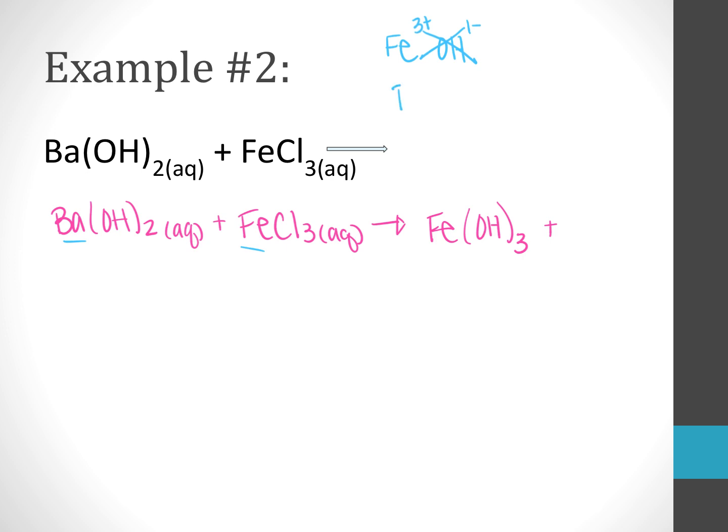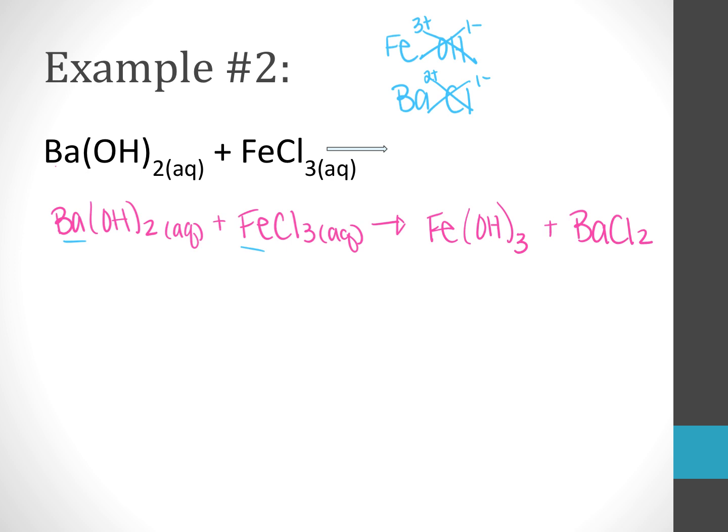All right, and then our second elements that combine is going to be the barium and the chlorine. What's the charge of barium? 2. Okay, barium's a +2. What about the chlorine? 1. Okay, so when we crisscross, what do we get for the barium chloride? Do y'all agree? Yeah. Okay.